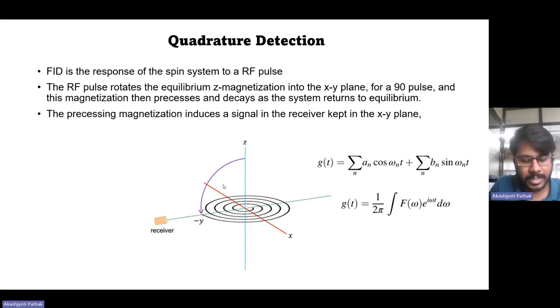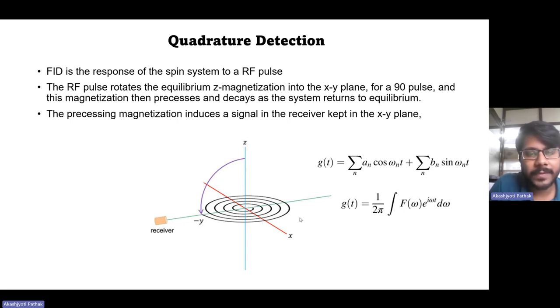Yeah. So in the last session, we had discussed free induction decay. So what is free induction decay? We understood that when an RF pulse is applied, it causes the bulk magnetization to flip from the z-axis. The bulk magnetization in its equilibrium position is oriented along the z-axis, and when an RF pulse is applied, it causes the magnetization to flip from the z-axis to the xy plane.